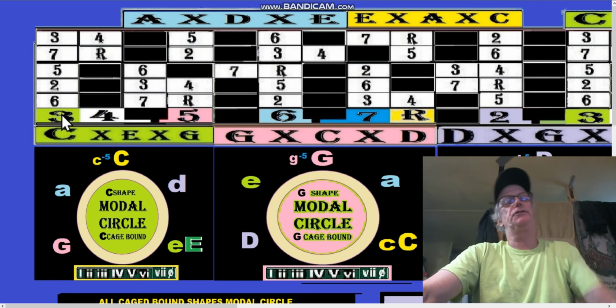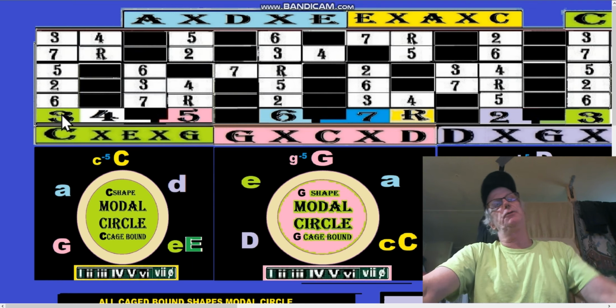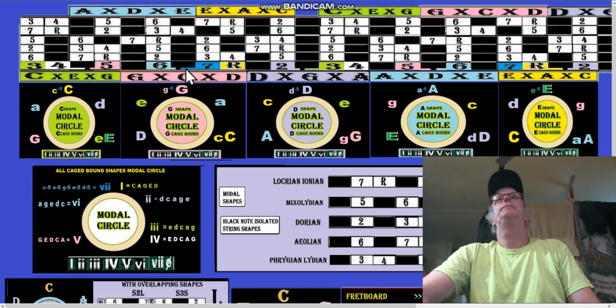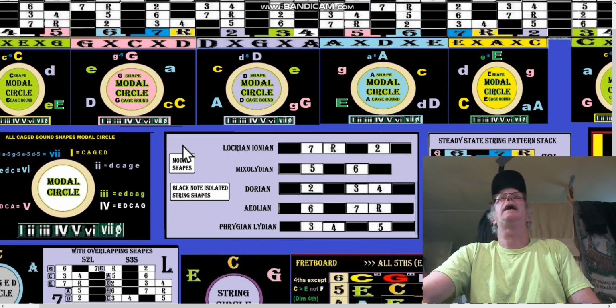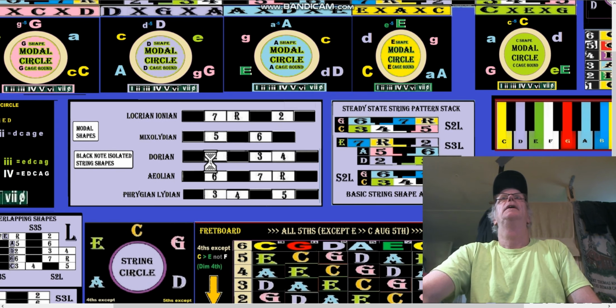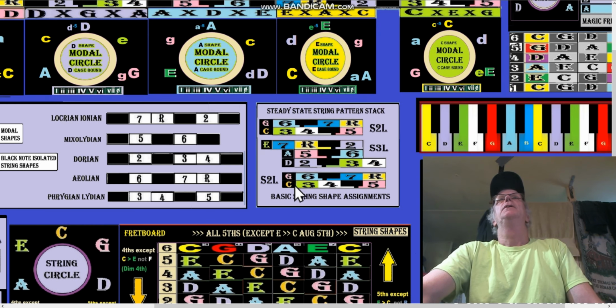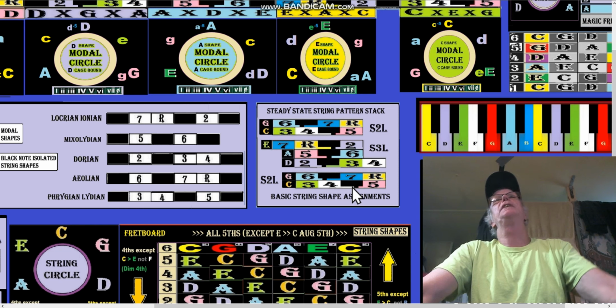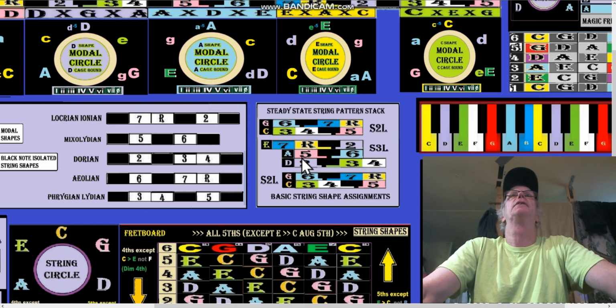Actually, this is the difference. I was wrong. It goes up in fifths because we're doing the shapes. I better show that. We're going up in fifths here. So 3 to 6 is E to A in the key of C. That's in fourths. Note by note, it's going up in fourths, but in string shapes, it's going up in fifths.